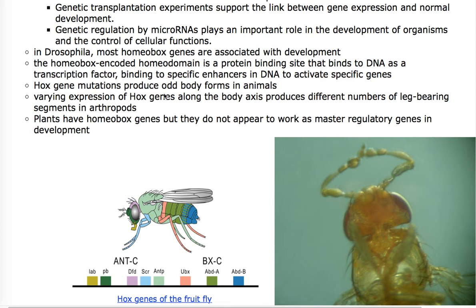Hox gene mutations produce odd body forms in animals. Varying expression of Hox genes along the body axis is what produces the different segments in the fly, and it's the reason why the thorax has wings but the abdomen does not. Plants do have homeobox genes, but they do not appear to work as master regulatory genes in development like they do in animals. That brings us to the fruit fly here.